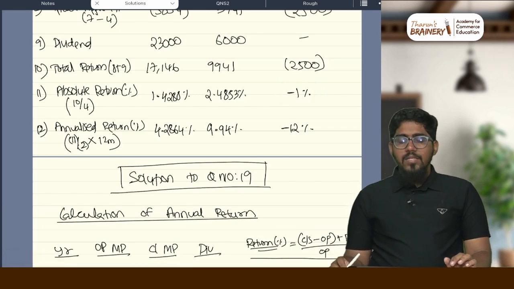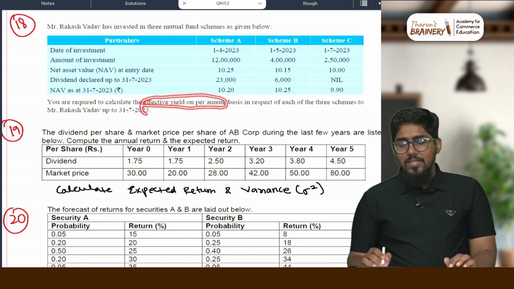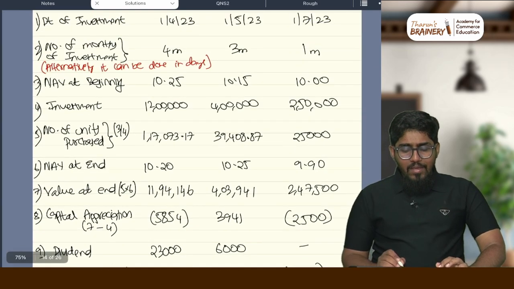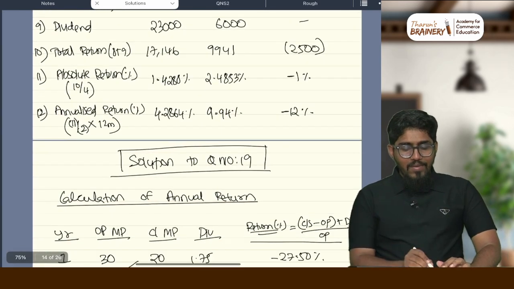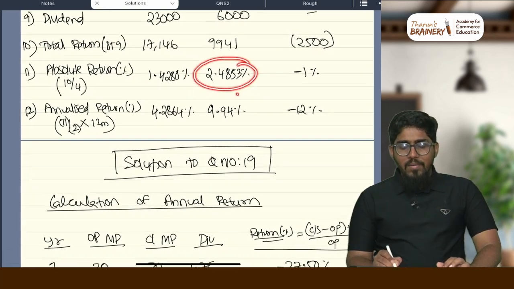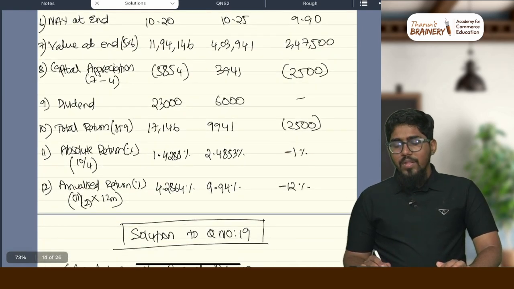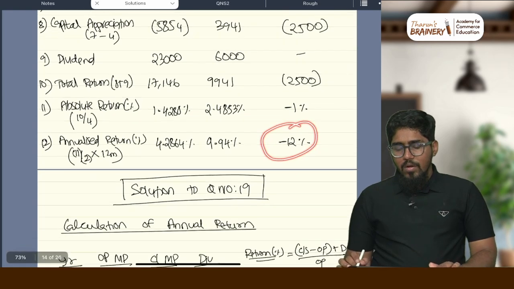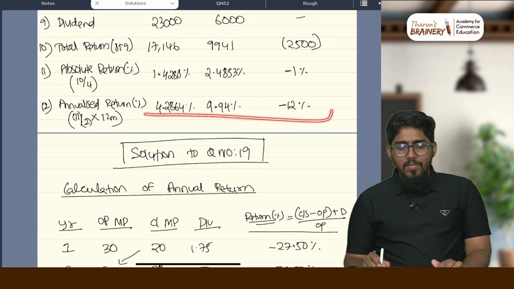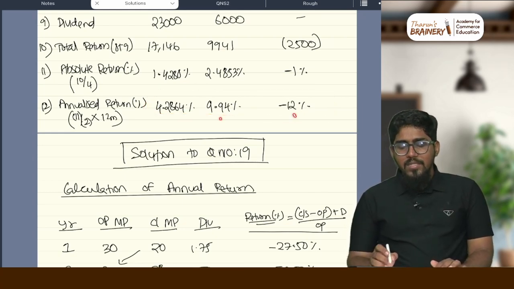What have they asked? They have asked for the annualized return, the effective yield on a per annum basis. How do we calculate it? The absolute return divided by 4 months into 12 months; this divided by 3 months into 12 months; and this divided by 1 month, into 12 months. So this is minus 12%, because this is a 1 month return, so directly into 12 months. So this is my annualized return: 4.2864 percent, 9.94 percent, and minus 12 percent.